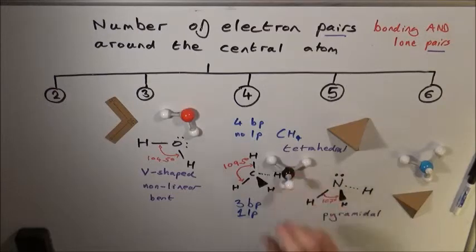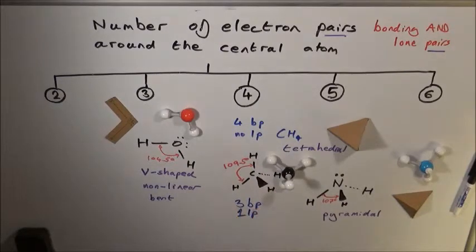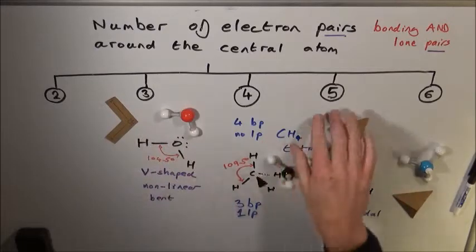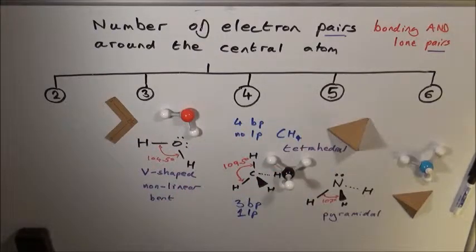Okay, so that's the general idea. I've done it just for the 4 pairs of electrons around the central atom, but we can follow a similar procedure for when we have 2, 3, 5 or 6 electron pairs around the central atom. And I'm just going to show you the main examples of those, but the principles are just the same.